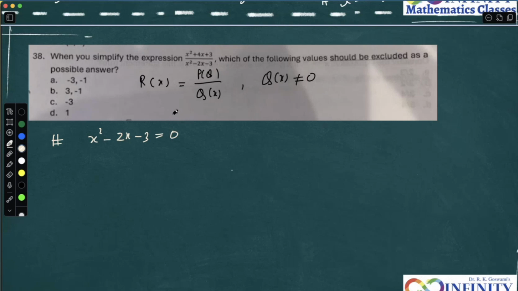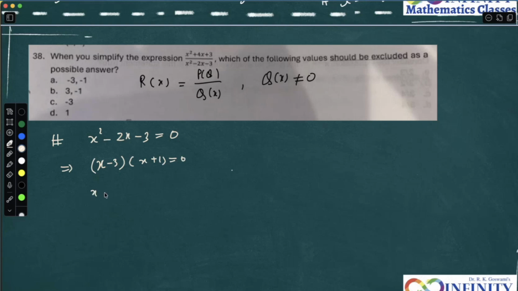Okay. Can you please help me? What may be the values of x? I know one possible solution is 3. Just a second. You need to tell me the factors first. Is it x minus 3, x plus 1? Yes, sir.